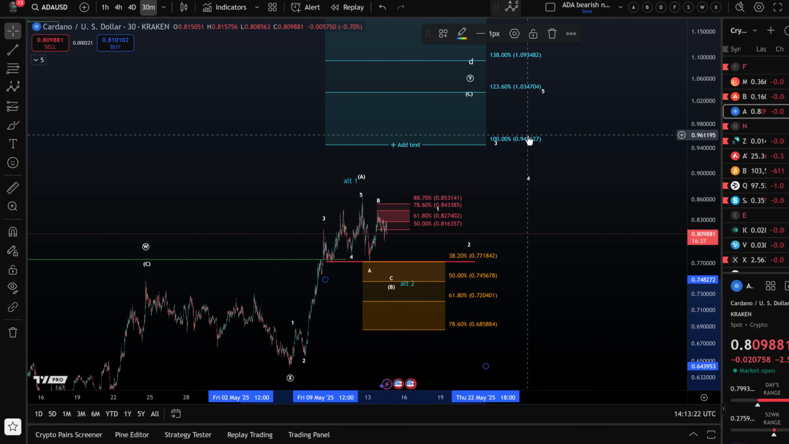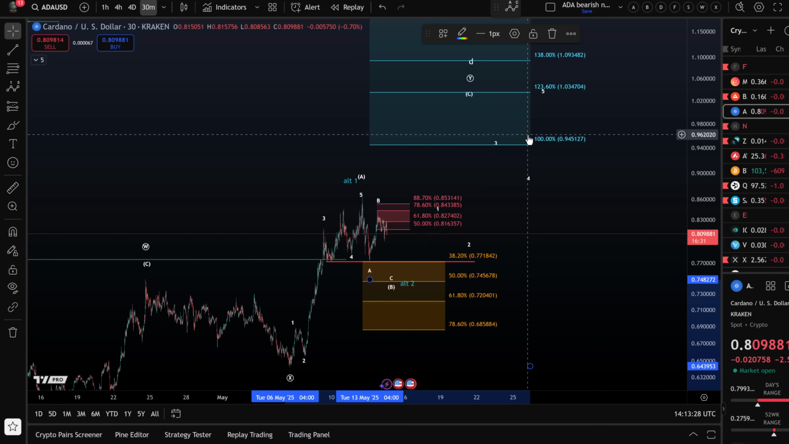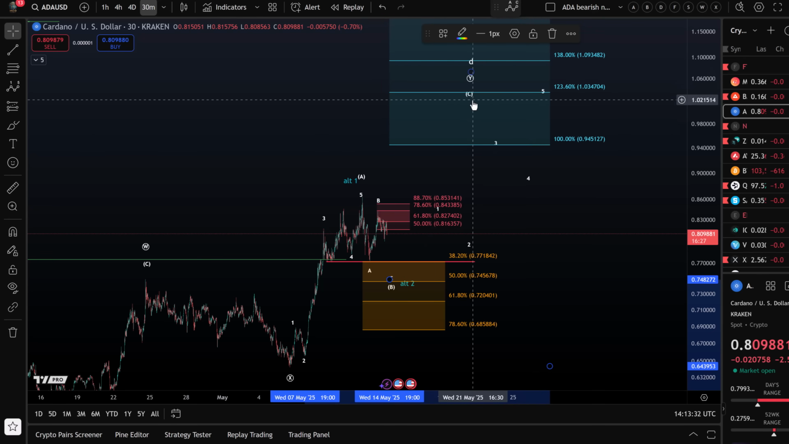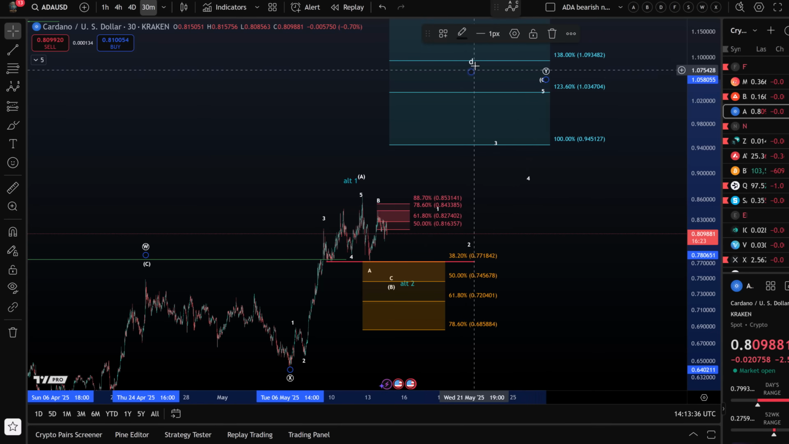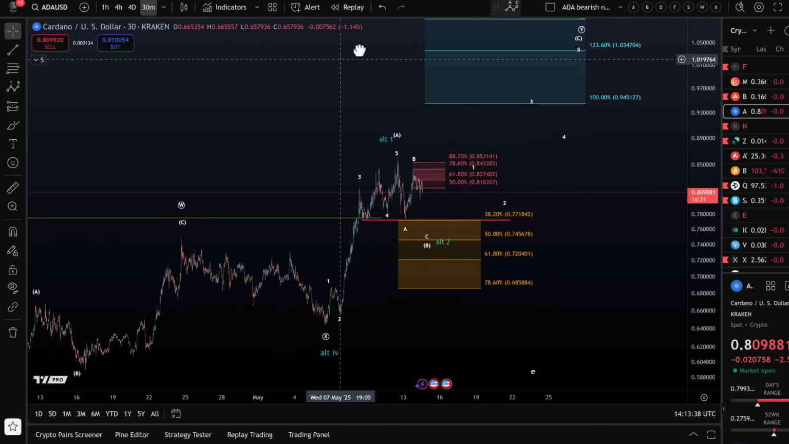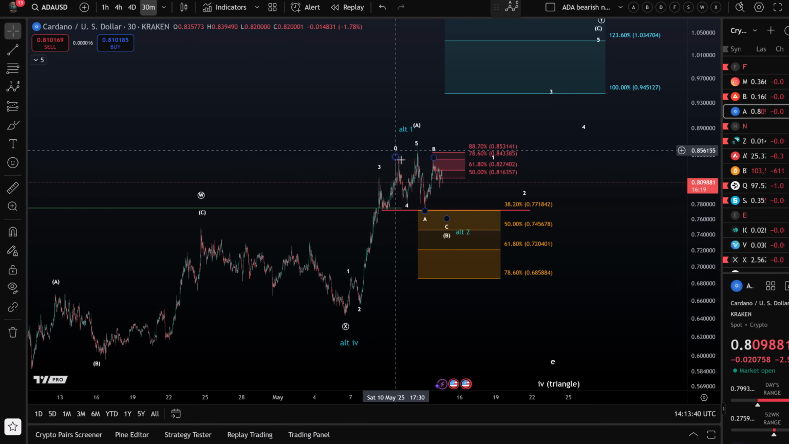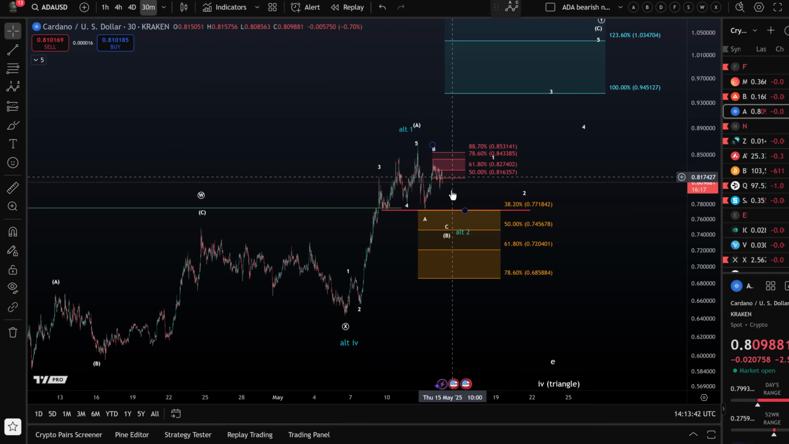Let me shift everything to the right. And I can also give you a more precise target for the internal C wave to the upside once we have a low in place for white wave B. So essentially the parameters remain unchanged. Market hasn't really made a decision. We had a nice rally, and this is just consolidation, a bit of a cooling off, which might need one more low to complete. That's the update on ADA.